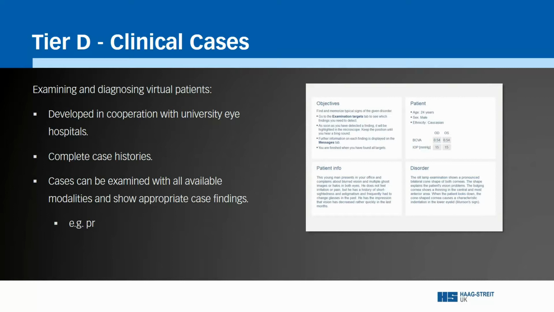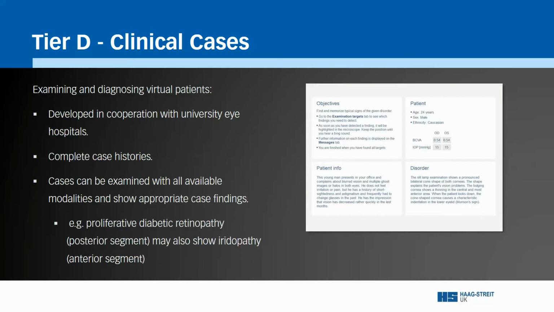So, for example, in a case of proliferative diabetic retinopathy, you will have findings in both the posterior segment, such as exudates, hemorrhages and neovascularization, and in the anterior segment, such as iridopathy.